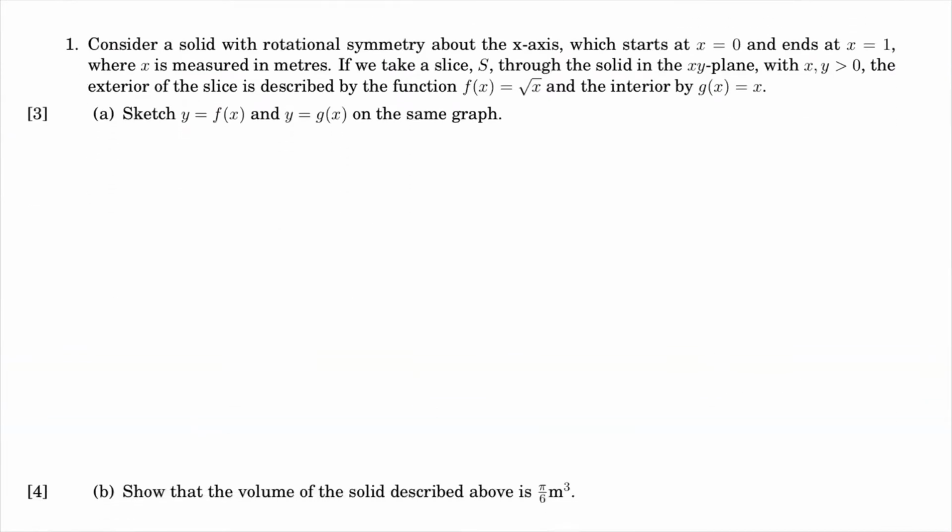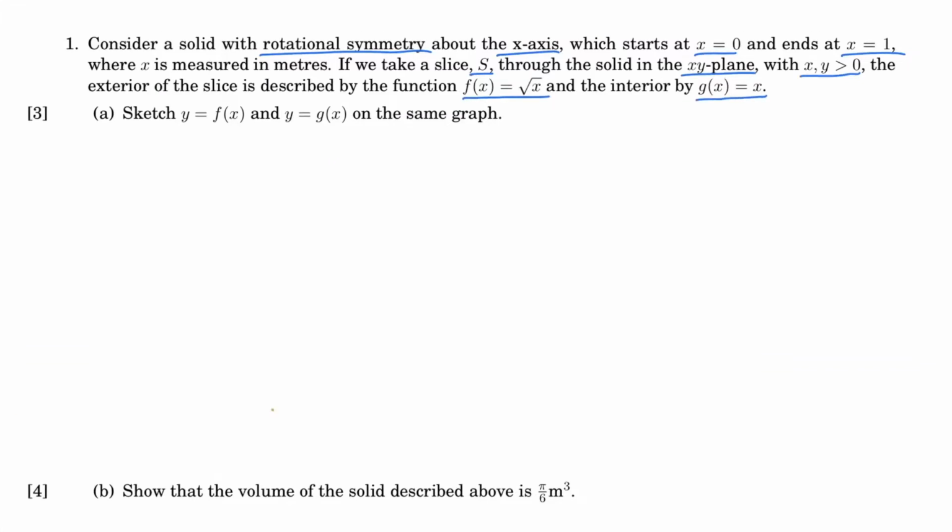Okay, so the first question in this version was about volumes of revolution. We're told to consider a solid with rotational symmetry. So that's our clue that this is a solid of revolution, and this is about the x-axis. Our solid starts at x equals 0 and ends at x equals 1, where x is measured in meters. If we take a slice, which we're calling S, through the solid in the xy plane, with x and y both positive, the exterior of the slice is described by the function f of x equals root x, and the interior by g of x equals x.